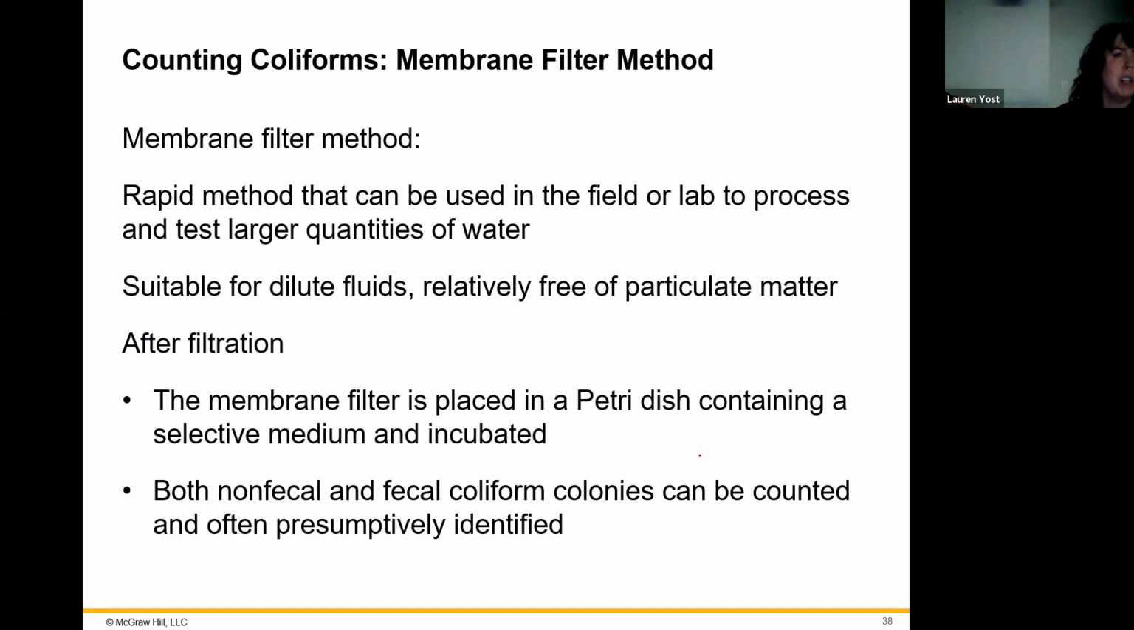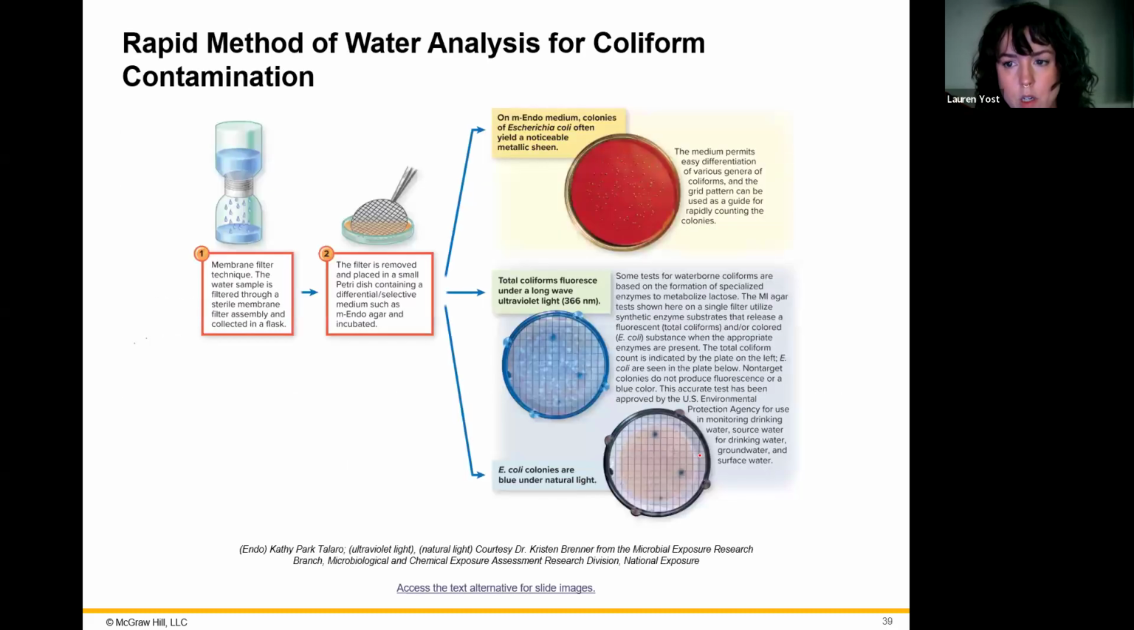And there's a limit to how many colonies you can grow, colony forming units from those coliforms, to consider them safe. Okay. Obviously, you need to have less for drinking water. You can have a little more for wastewater once it's treated. All right. This is just a picture of that. They take the little filter off and then they plate it and then count the colonies.